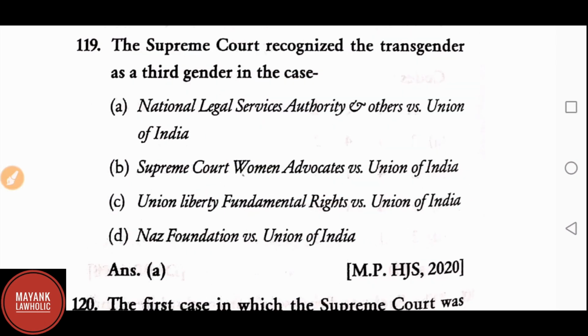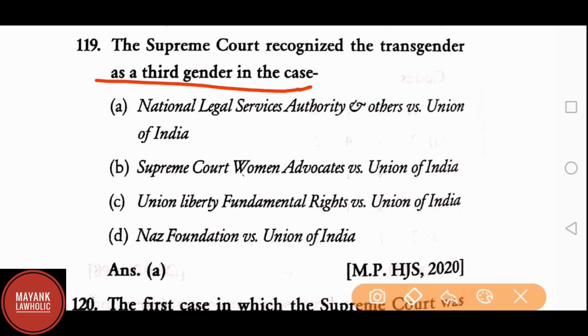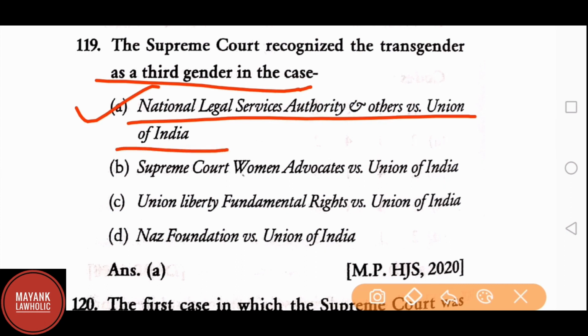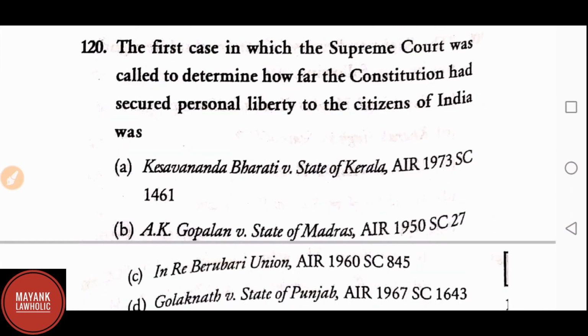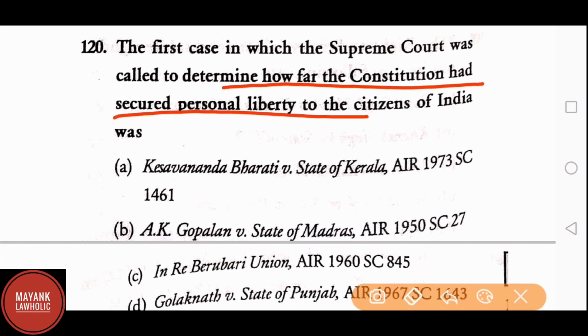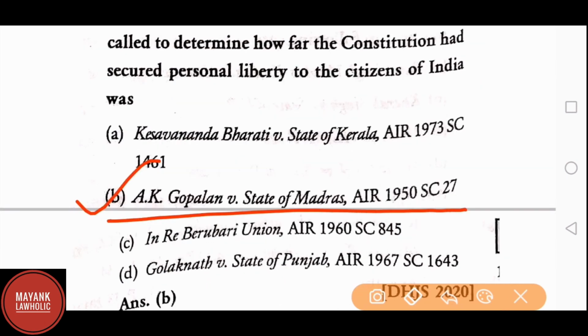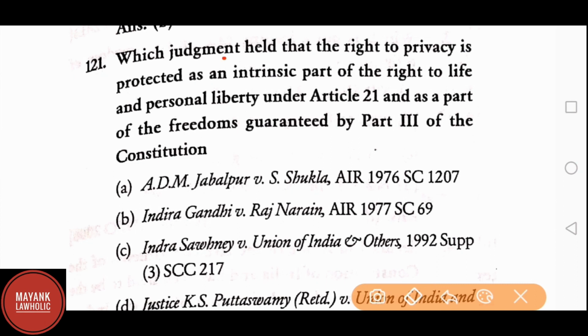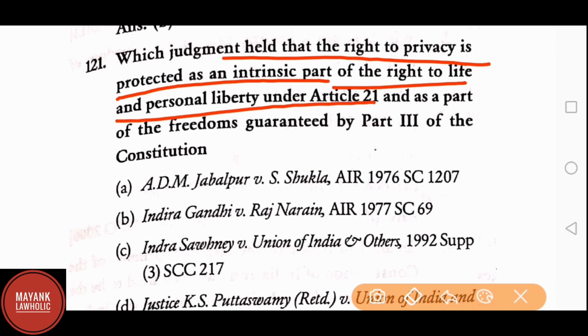The Supreme Court recognized the transgender as third gender in the case of National Legal Services Authority and Others versus Union of India. The first case in which the Supreme Court was called to determine how far the constitution had secured personal liberty to the citizen of India was A.K. Gopalan vs. State of Madras 1950. Which judgment held that the right to privacy is protected as an intrinsic part of the right to life and personal liberty under Article 21 and as a part of freedoms guaranteed by Part 3 of the Constitution of India?